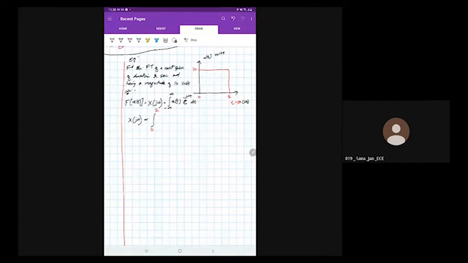So it will be 0 to 2. Then what is x of t? It will be 10. X of t will be equal to 10. Then it is e raised to the power minus j omega t, then dt. We can write it down then: 10 will come outside, you have 0 to 2, then e raised to the power minus j omega t dt. Then we can integrate it. So what is the integration of e raised to the power j omega t?